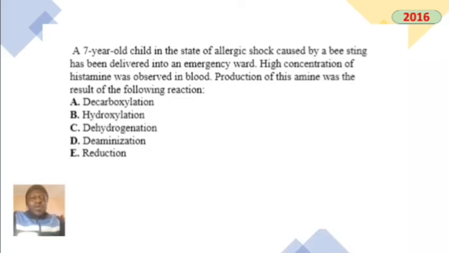A 7-year-old child in the state of allergic shock caused by a bee sting has been delivered into an emergency ward. High concentration of histamine was observed in blood. Production of this amine was a result of the following. I told you about this one. I said this is decarboxylation of histidine, which gives histamine.